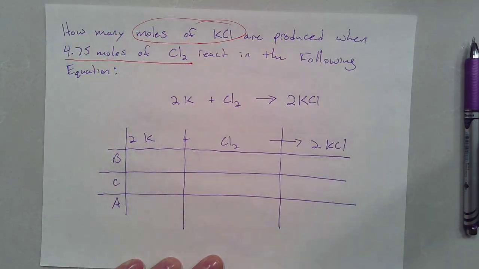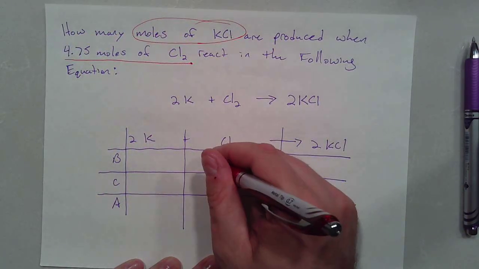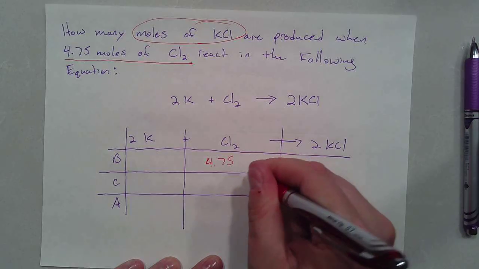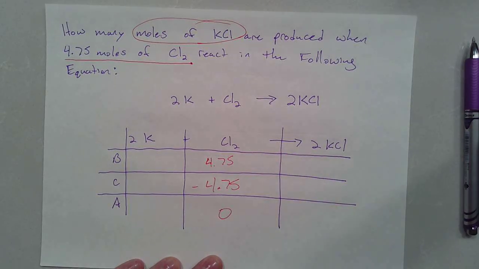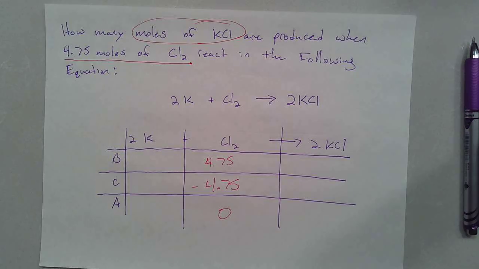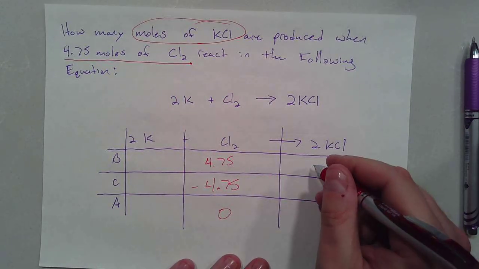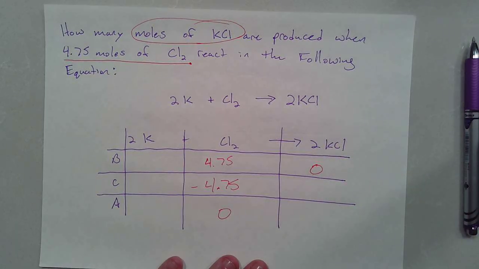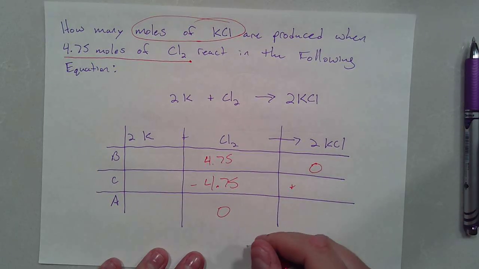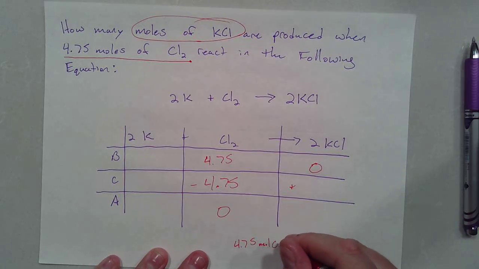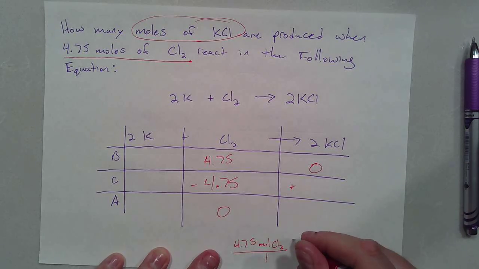We are given this. So again, given this 4.75, I'm going to subtract all of this 4.75, be left with nothing because I'm going to use all of it. I got to use all of it to figure out how much it can make, right? You don't start with anything that you haven't made yet. And whatever this is what we're going to make. So I have 4.75 moles of Cl2.